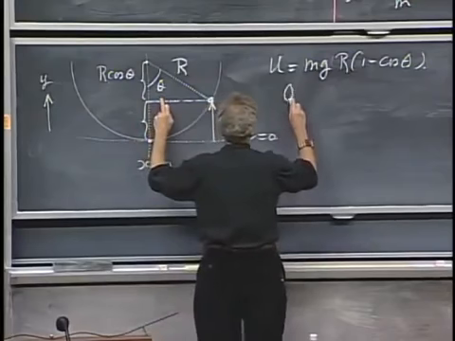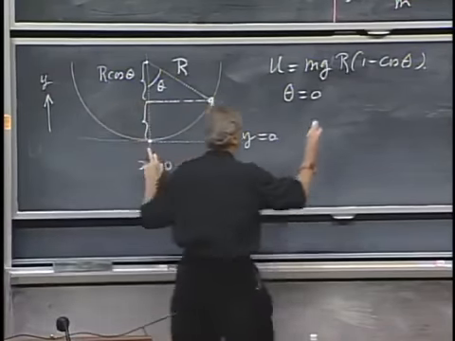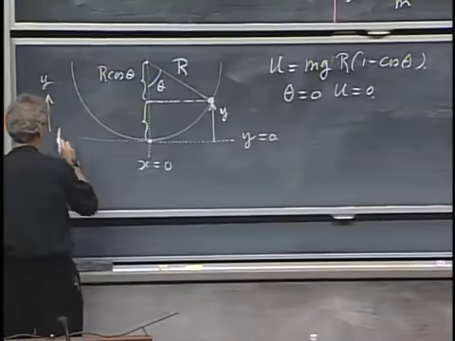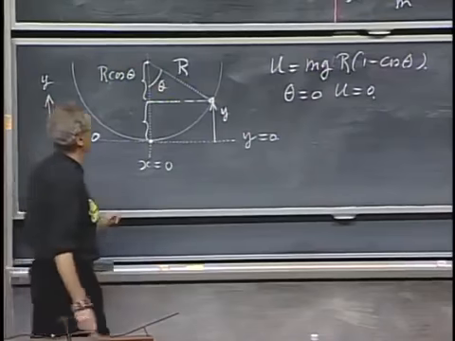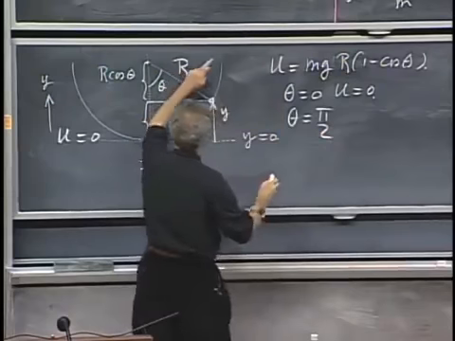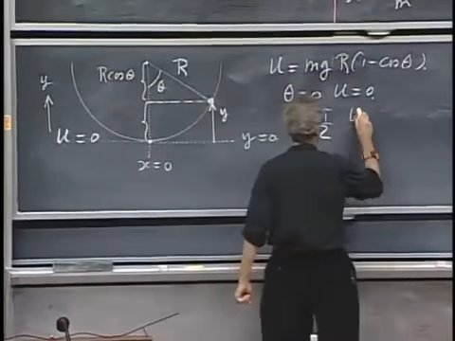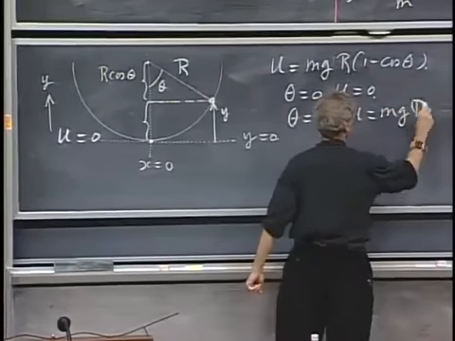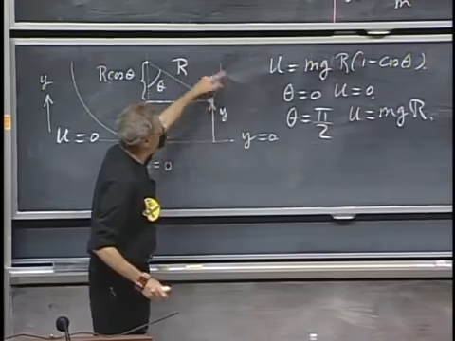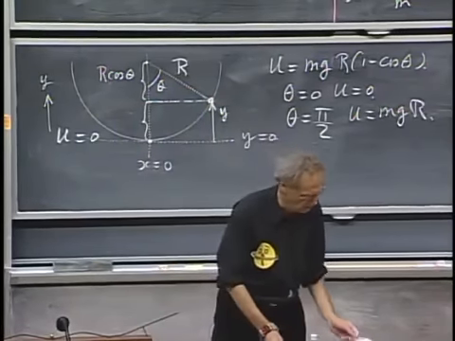Notice if theta equals 0, and the cosine theta equals 1, then you find U equals 0. That's, of course, how I have defined it. That's the way I defined my y equals 0. Notice that when theta equals pi over 2, if the object were here, you find that the potential energy U equals mgr. That's exactly right, because then the distance between here and the y equals 0 is r. So this is the potential energy as a function of angle theta.